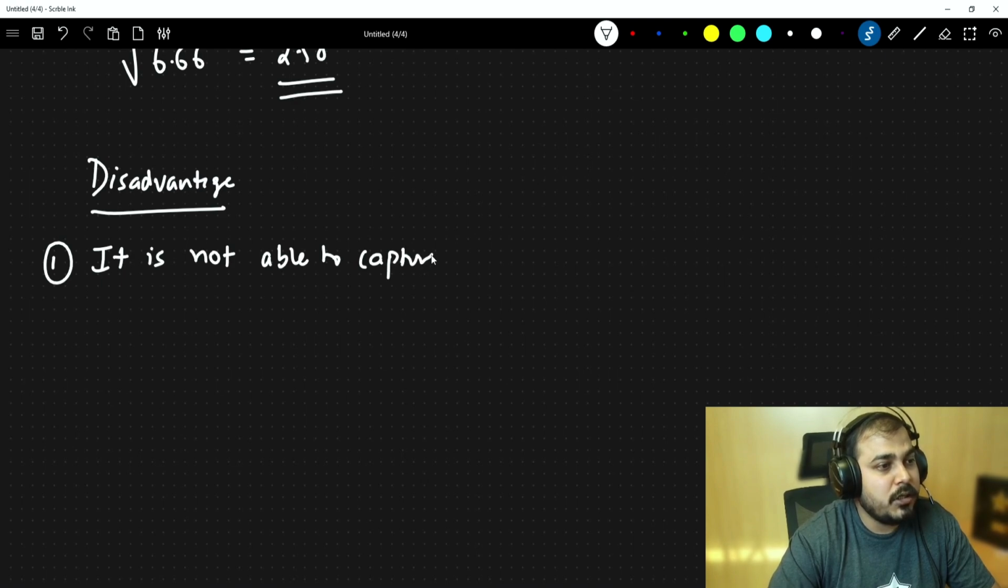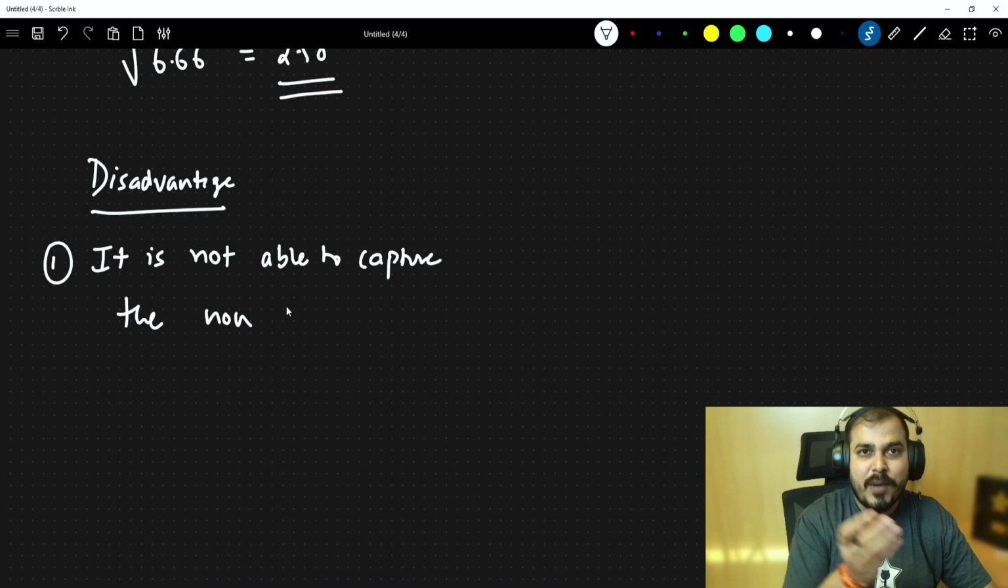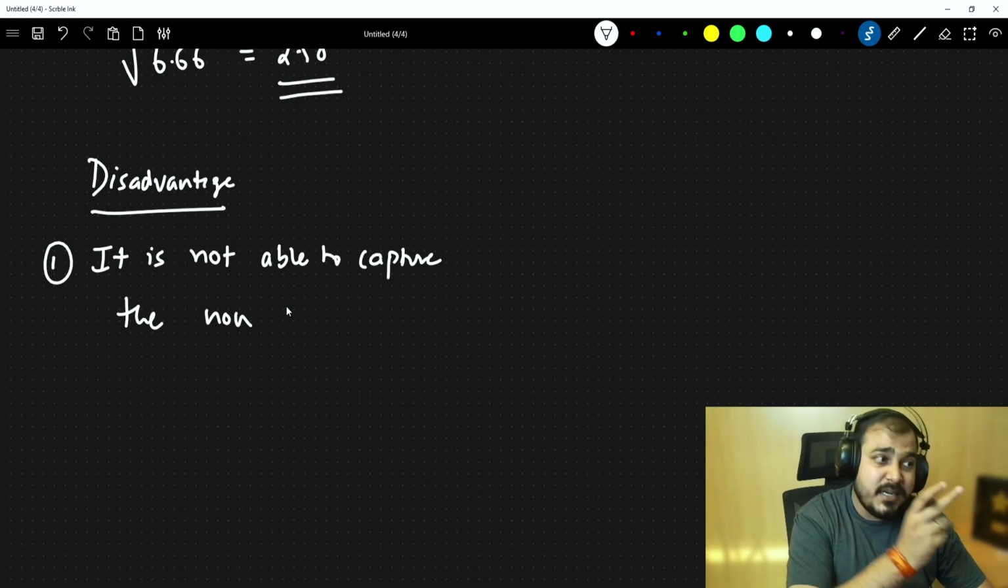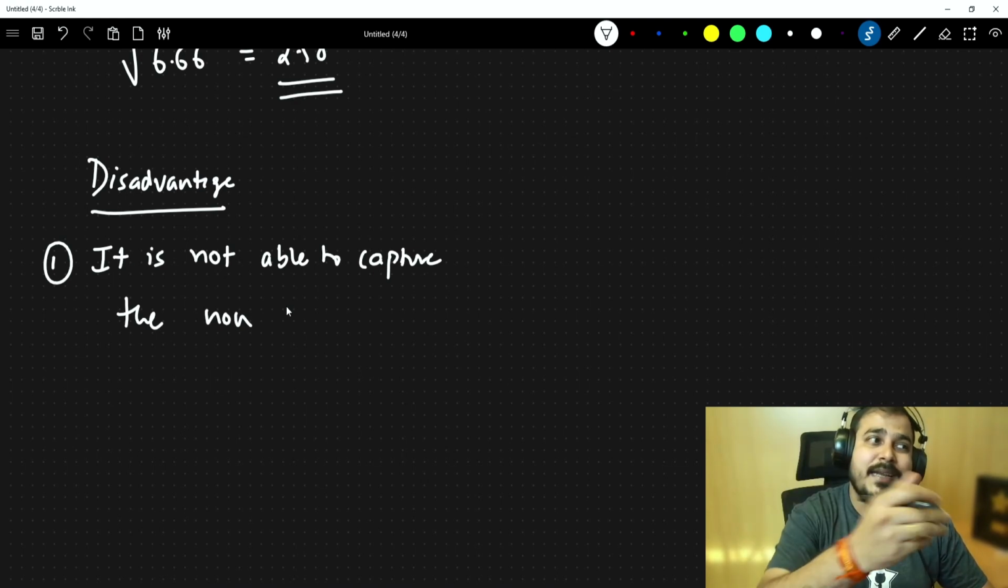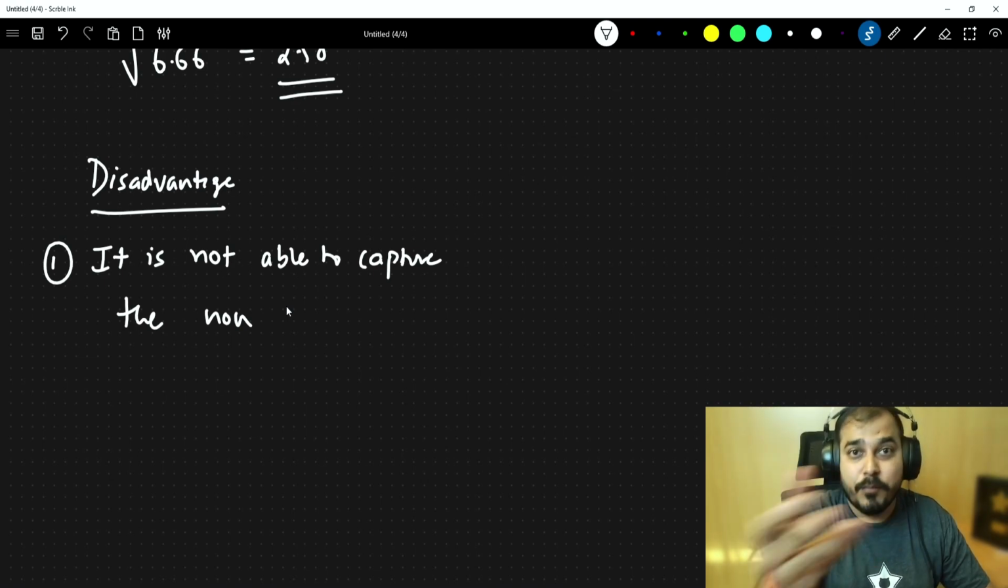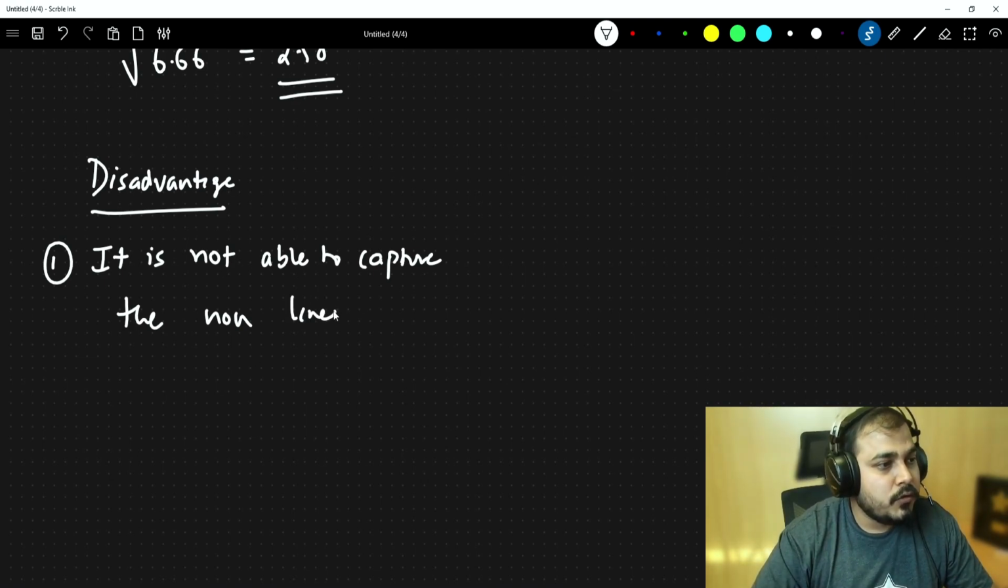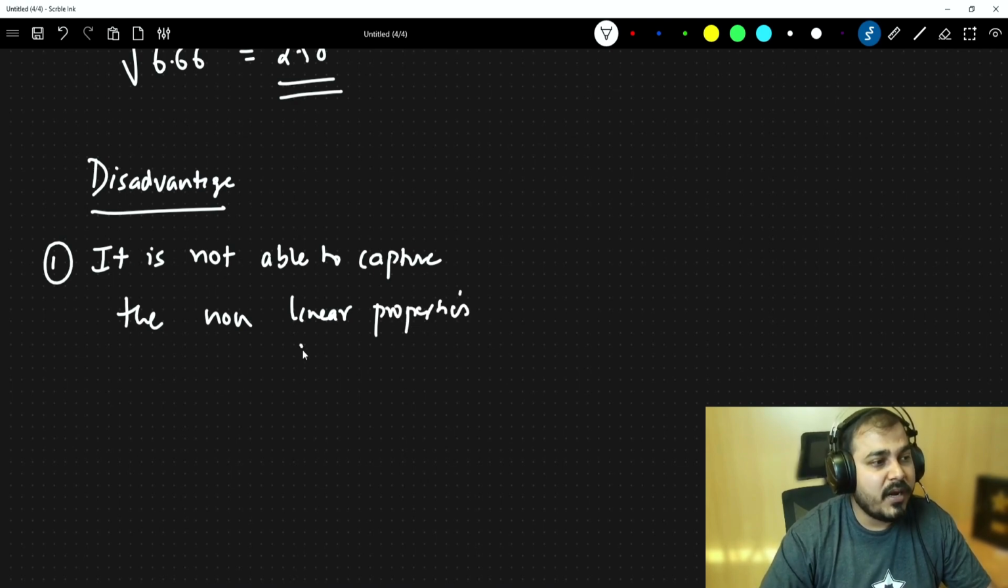That basically means when x is increasing, y is also increasing by a smaller amount, but it is not able to capture that. Because of that, it is showing Pearson correlation a little bit less, like 0.88. So in order to overcome this disadvantage, what do we use?